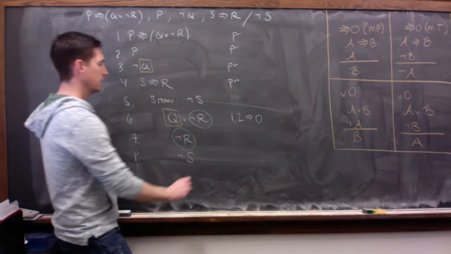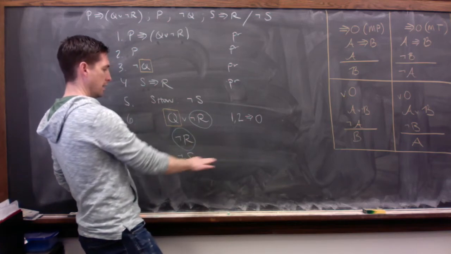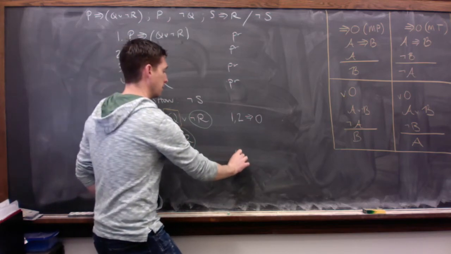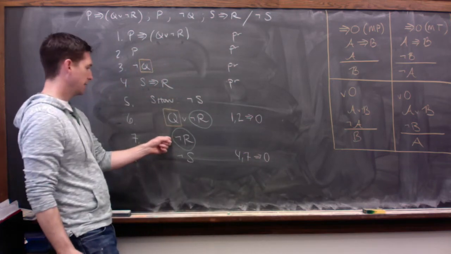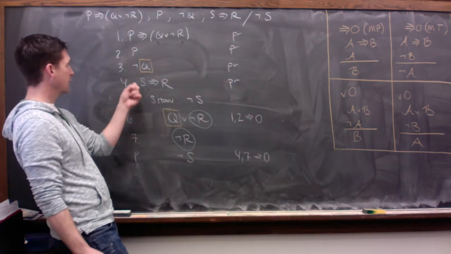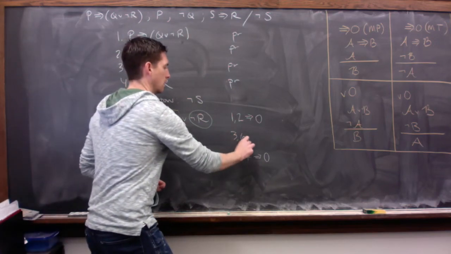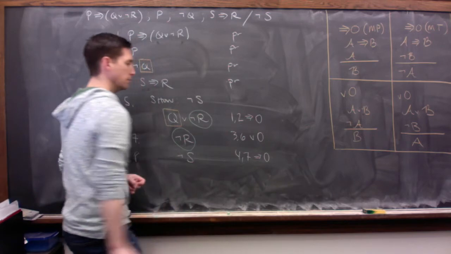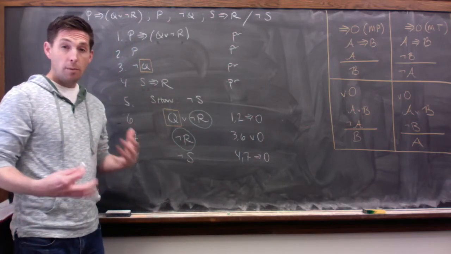And that comes from lines, oops, sorry, I forgot to write the line here. This last one comes from 4 and 7 by arrow out. But we forgot to write the notation here for line 7. And if you remember, that came from 3 and 6 by our OR out rule. So there we go. We're almost done.